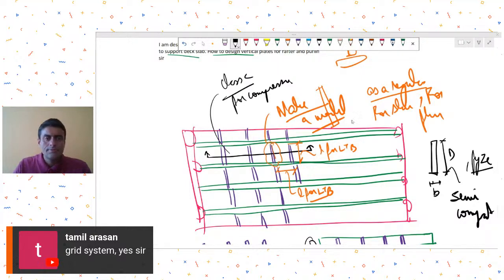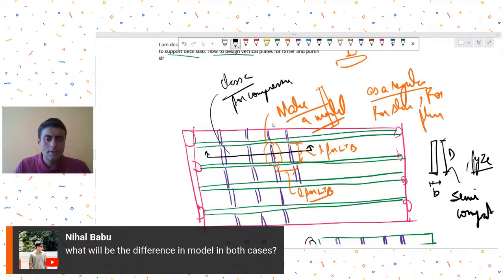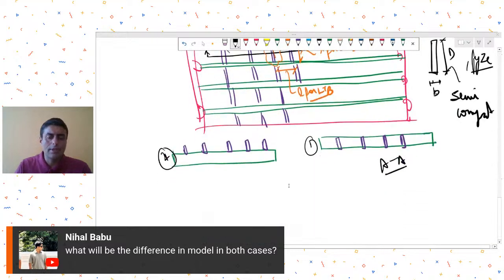Good. So, yeah, this was the question. Mr. Nihal Babu is asking, what will be the difference in model in both cases? Okay, so he's saying, how can we make these two models separately? Because in the first model, let's say they will have common center lines. In the second model, the center lines are at different levels. So how can you do it in the model physically?